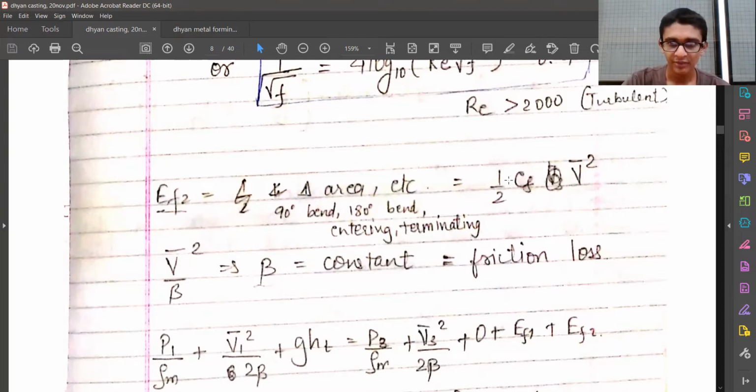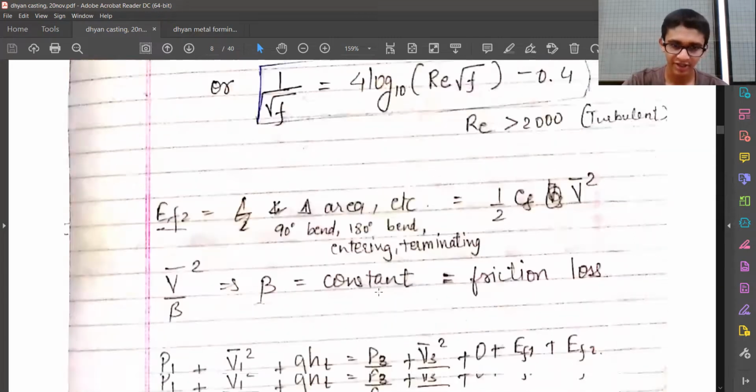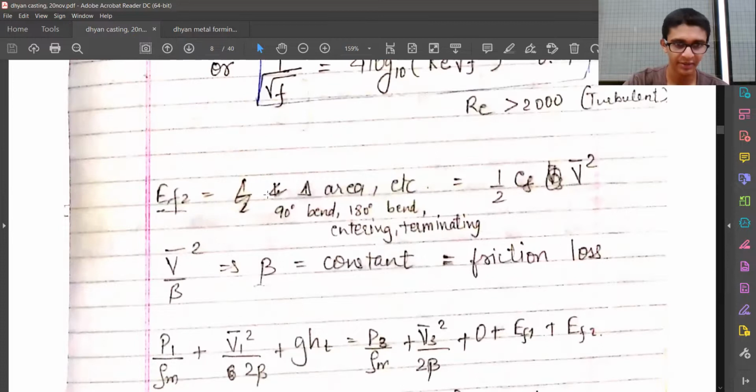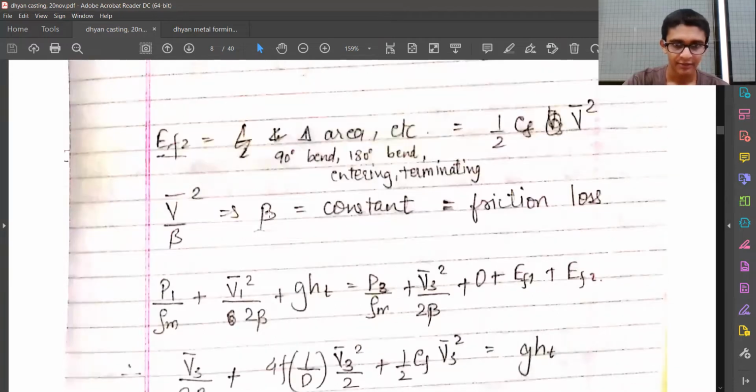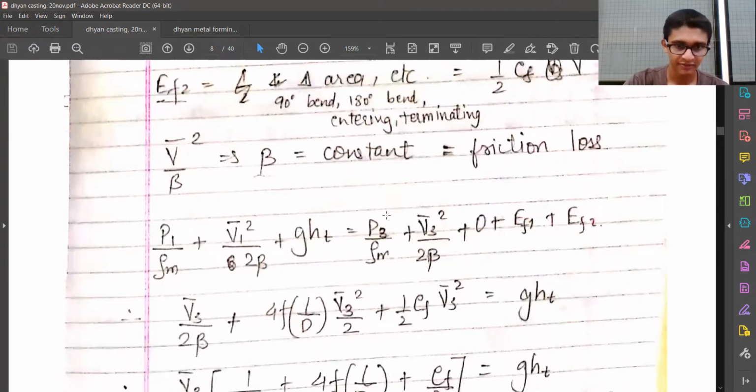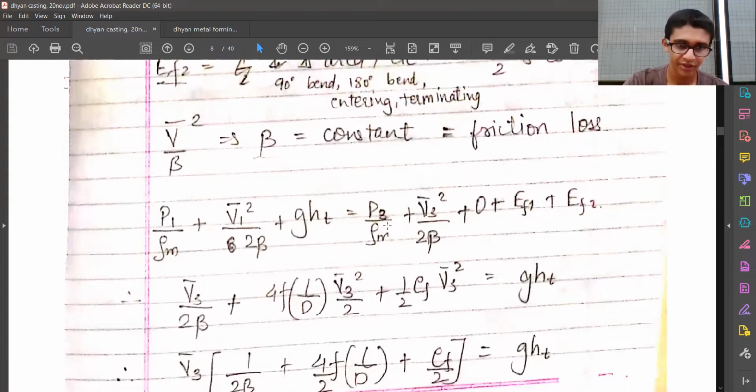The EF2 value will be half into EF V bar square by beta, defined as friction loss. The earlier was also a friction loss. Over here also we are telling it as friction loss, but remember these are the things which are occurring because of the 90-degree bend, 180-degree bend, etc. Beta is the coefficient, a constant which should be given.